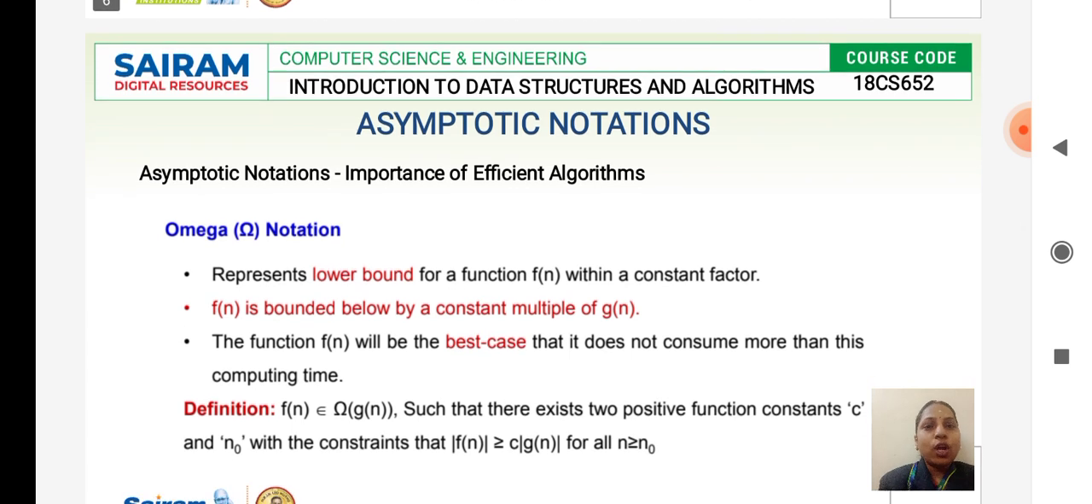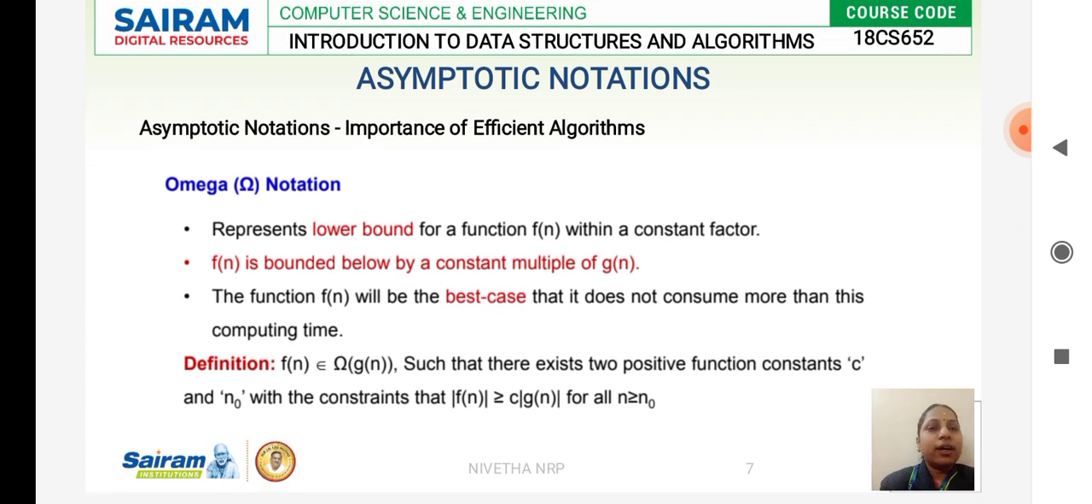When it comes to omega notation, here it is lower bound, and you say this is best case, which means that it is not going to consume more time. It is not going to occupy more memory. This function you say as omega notation, and the definition for that is f of n belongs to omega g of n. So c will be a constant value, and even here it varies with the set of inputs. When your input size increases, your output depends upon the input you give.